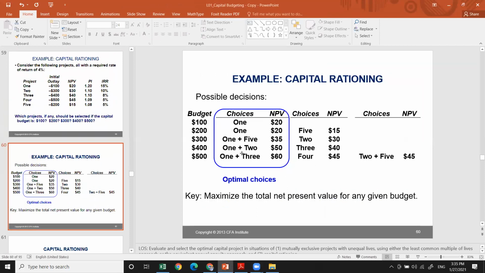So this is what we have been doing, okay? If 1, 3, and so on, this is how we get the NPV, so as to maximize the total net present value for any given budget.